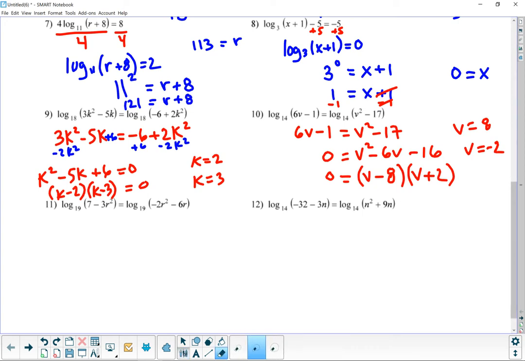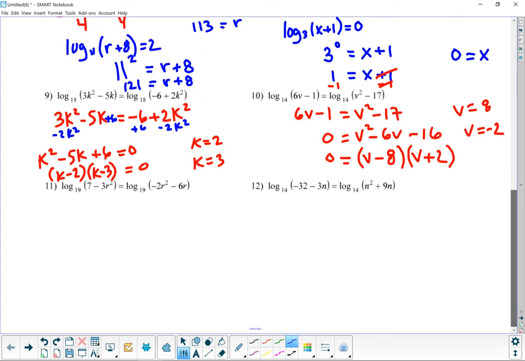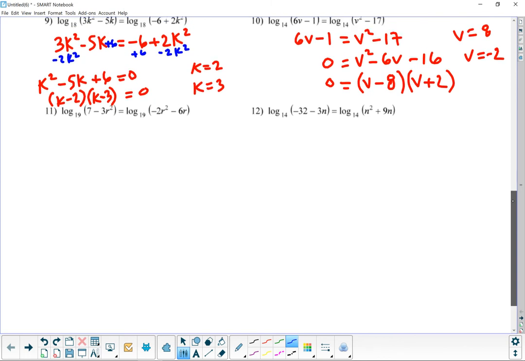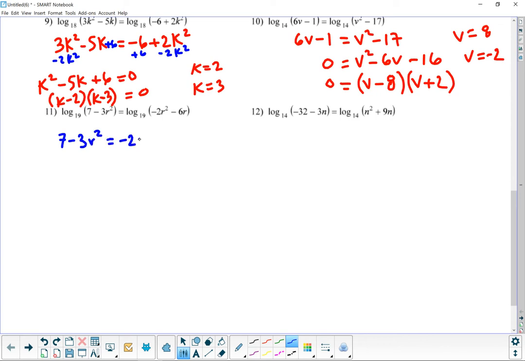Okay, last two. Change back to blue. Both log base 19 on both sides. So I'm going to go ahead and rewrite this as, sorry, I'll leave the last word right there. Okay, so I'm going to write this as 7 minus 3r squared equals negative 2r squared minus 6r.